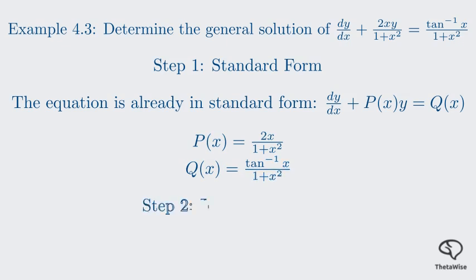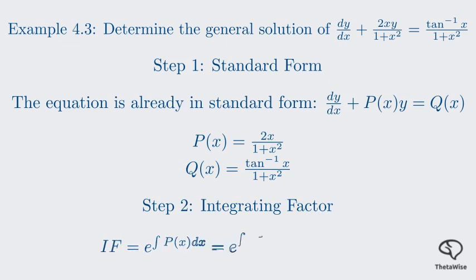Step 2. Integrating factor. Let's calculate the integrating factor. IF equals e to the integral of P(x) dx. This is the integral of 2x over 1 plus x squared, which is the f prime over f form again. The integral is ln of the absolute value of 1 plus x squared.